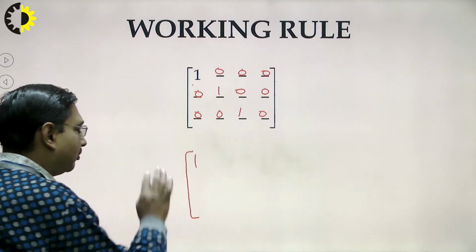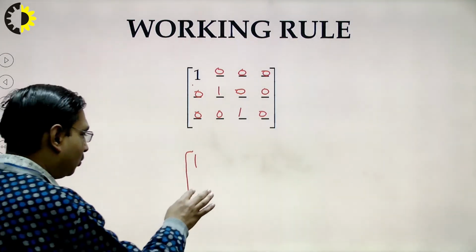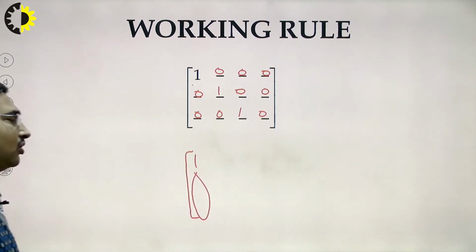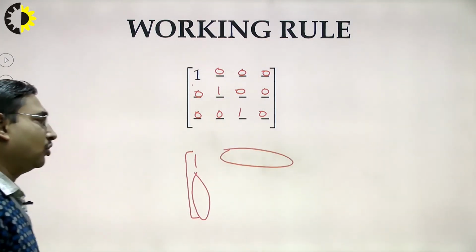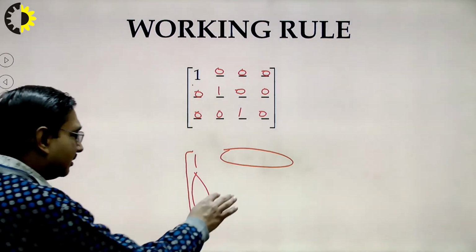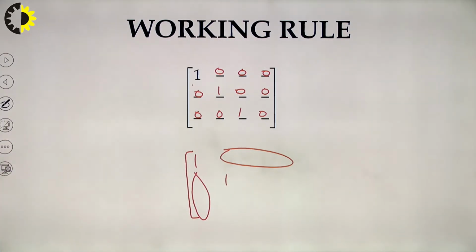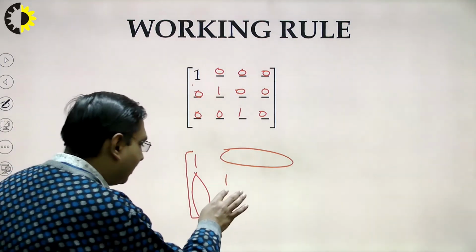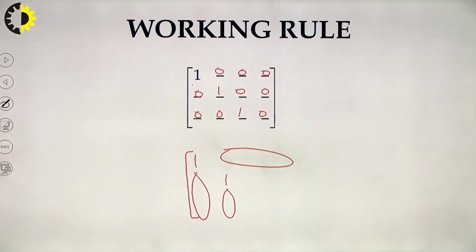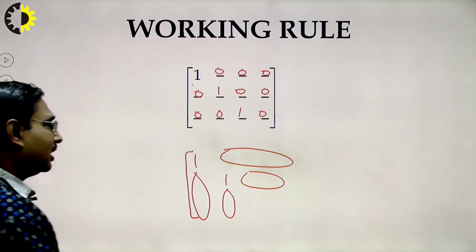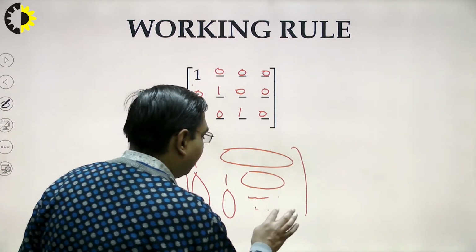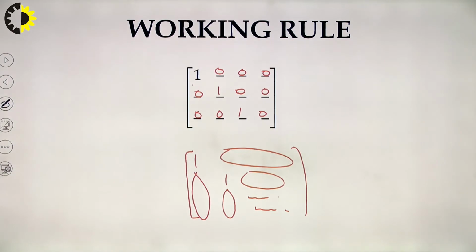Thus, first of all, this element will be converted to 1, remaining elements of that column will be transformed to 0, then remaining elements of that row will be transformed to 0, then the next element of the diagonal will be converted to 1, remaining elements of that column will be converted to 0, then remaining elements of that row will be converted to 0, and this process will continue. In this manner, we will obtain the normal form of a matrix.